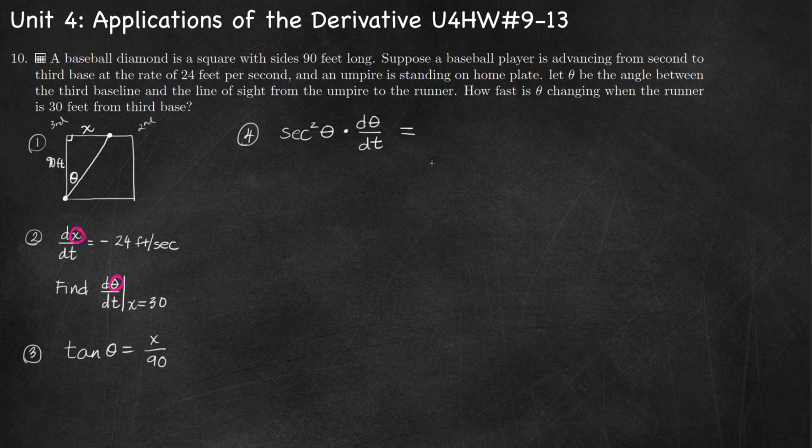Okay, equals, and then I need the derivative of x over 90. Let's think of x over 90 as 1 over 90 times x. And then we can use our constant multiple rule. So the derivative of x over 90 is just 1 over 90, again, if I'm taking the derivative with respect to x, but I am not. I'm taking the derivative with respect to t, so I have to compensate by multiplying by dx dt. That converts my derivative with respect to x into a derivative with respect to t.